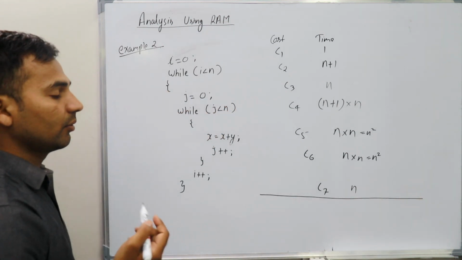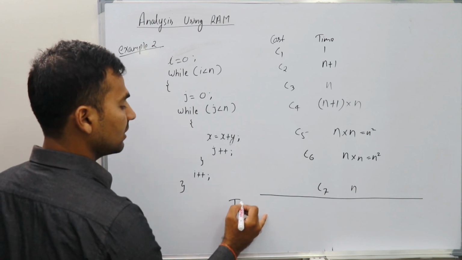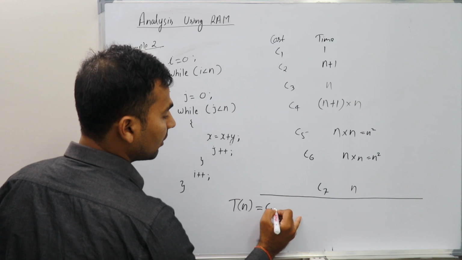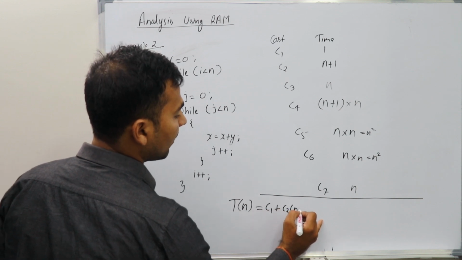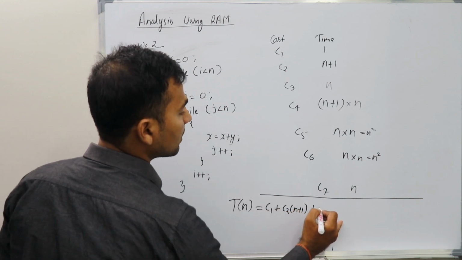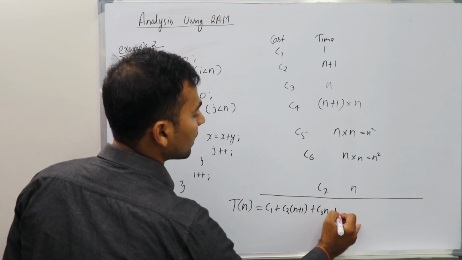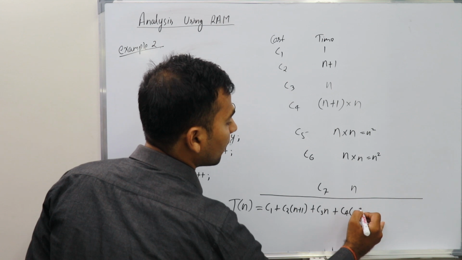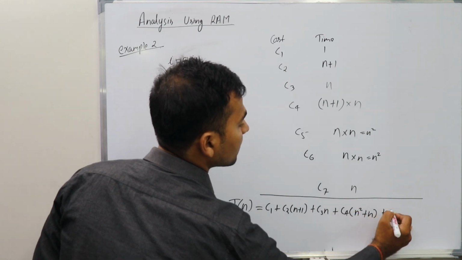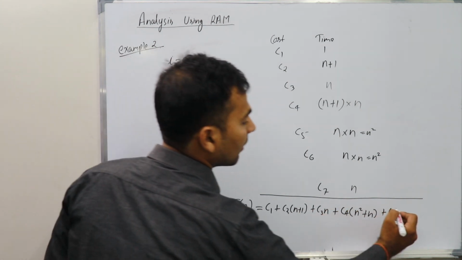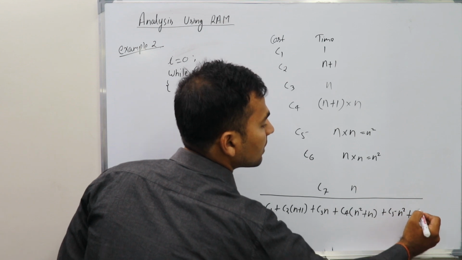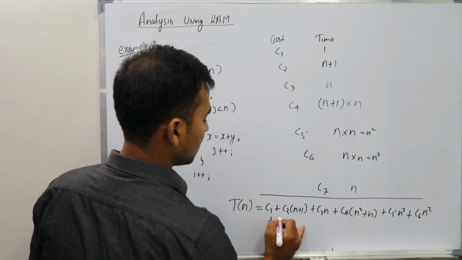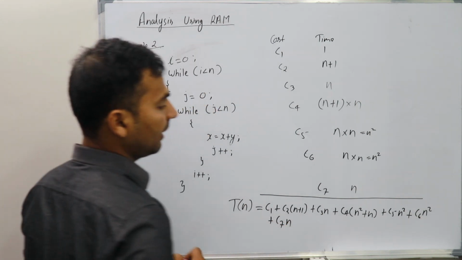Now what is the complexity? How do we write the complexity? We define a mathematical function T(n). This is equal to C1 plus C2(n plus 1) plus C3 n plus C4(n square plus n) plus C5 n square plus C6 n square plus C7 n, right?